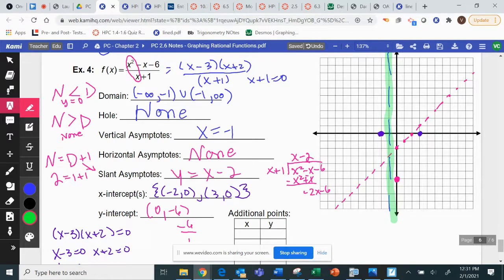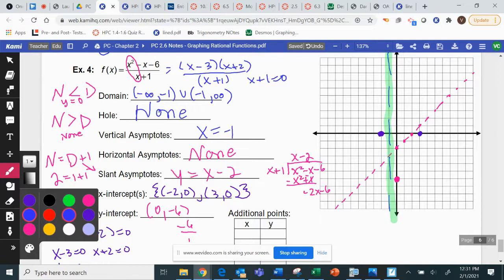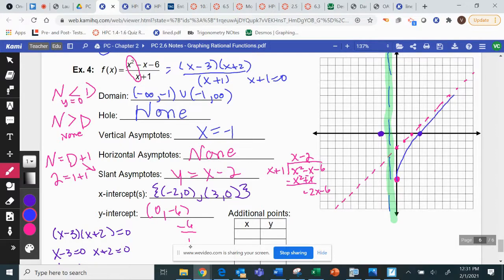Now you can find additional points to be confident in your graph, but I'm going to be confident in myself right now that because there's a point near this asymptote and a point near this asymptote, it's going to look something like this. On the other side, I might find a few points. But that's also because I'm the teacher and have taught this a few times.